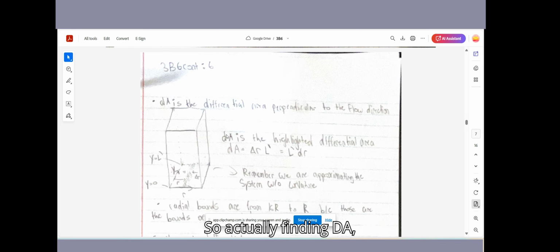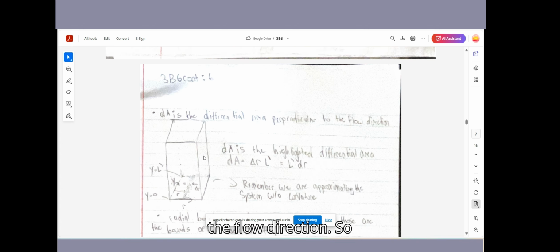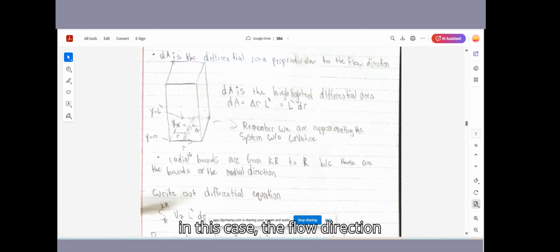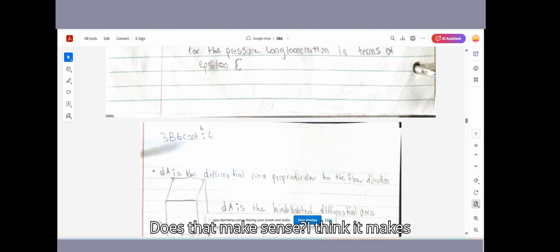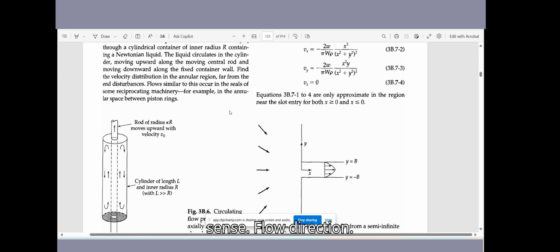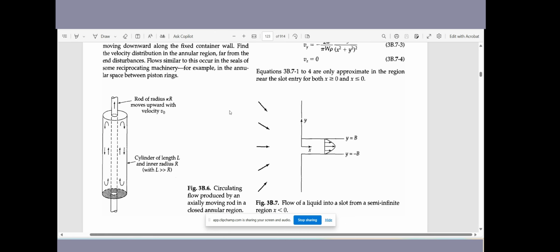So actually finding dA, dA is just the differential area that's perpendicular to the flow direction. In this case, the flow direction is, why am I doing it like that? Why does it look like that? Does that make sense? I think it makes sense. Flow direction. Yeah, okay, that makes sense. So flow direction is either up or down. Okay.